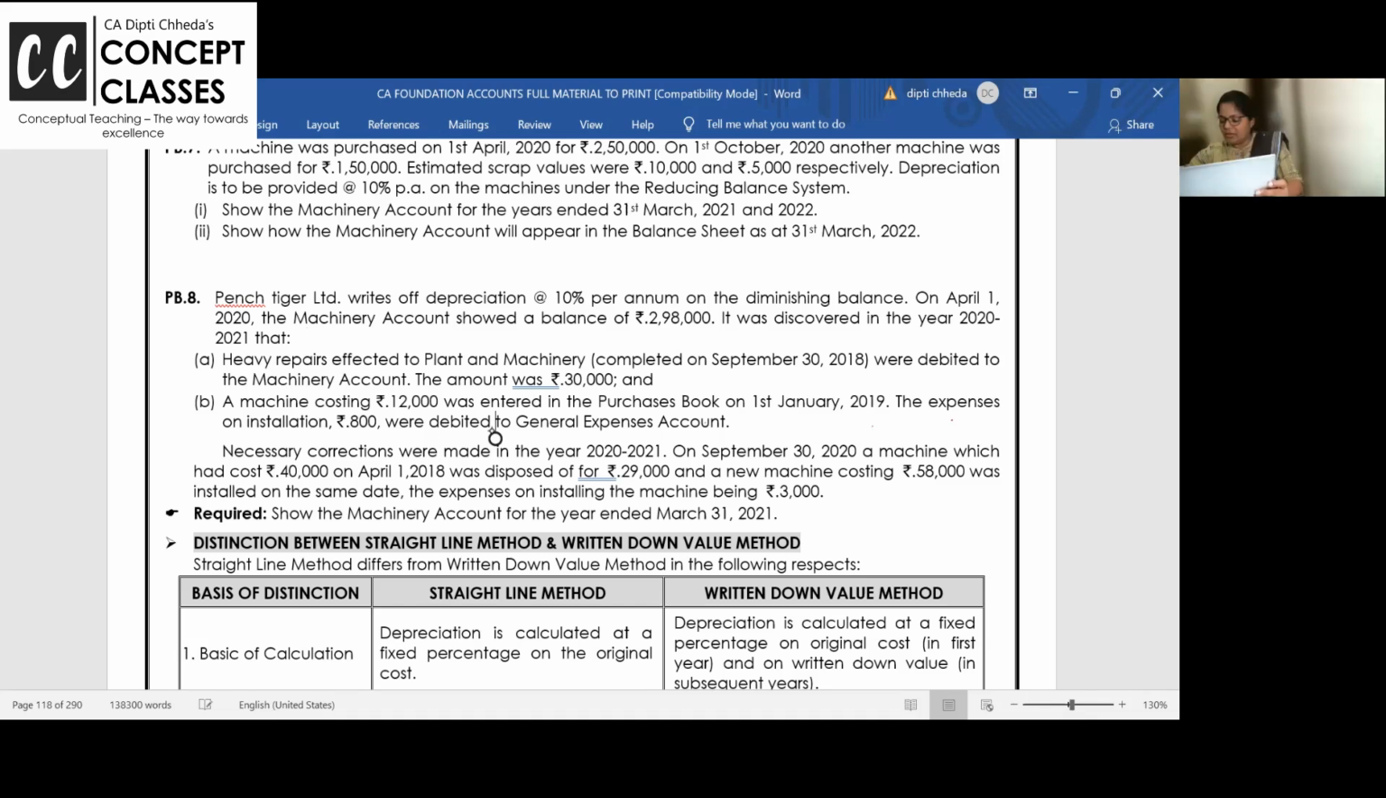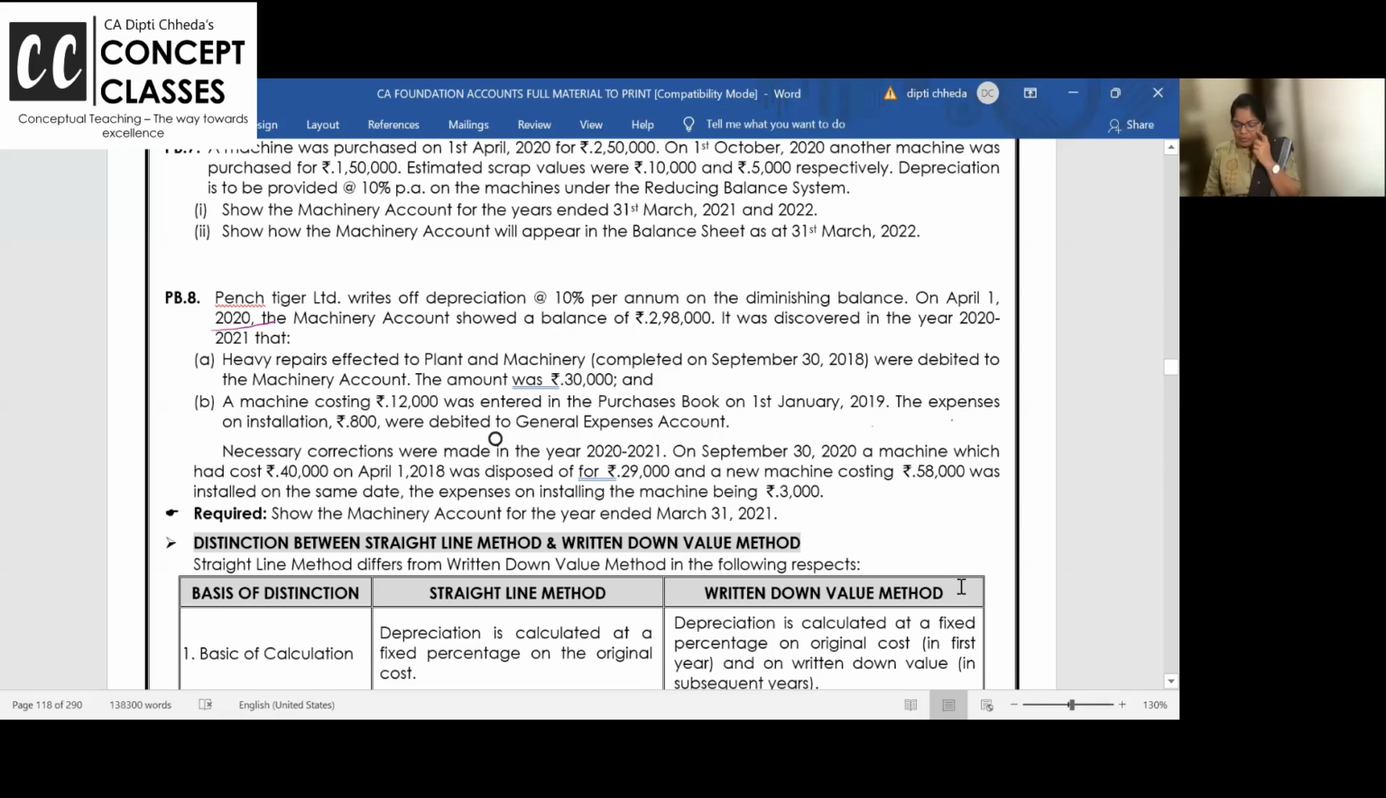One minute, the screen got stuck. So now this is a problem of the SLM method only, but with this they have given the rectification of errors also. So now let us see how to do it. Rectification of errors is there. Some repairing expenses were there in September 2018. They were debited in the machinery account.